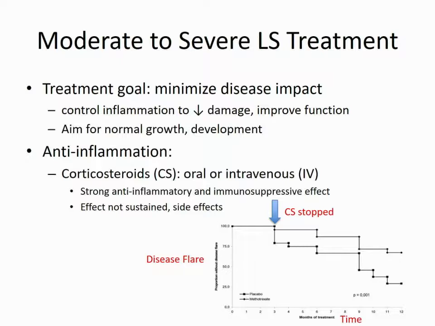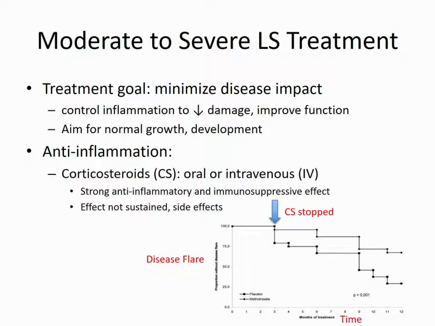Anti-inflammatory drugs include corticosteroids, which can be given orally or intravenously. And this is a very strong medicine. It has anti-inflammatory and immunosuppressive effects. Unfortunately, the effect is not sustained. So if we look at this chart, which is taken from Zulian's randomized clinical trial of methotrexate treatment in localized scleroderma, the x-axis is time, the y-axis is time without disease flare. So 100% means you didn't have a disease flare.